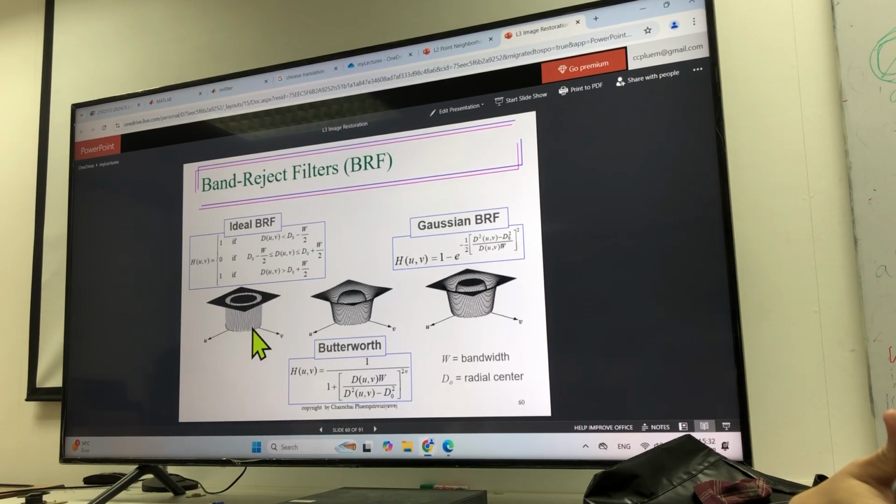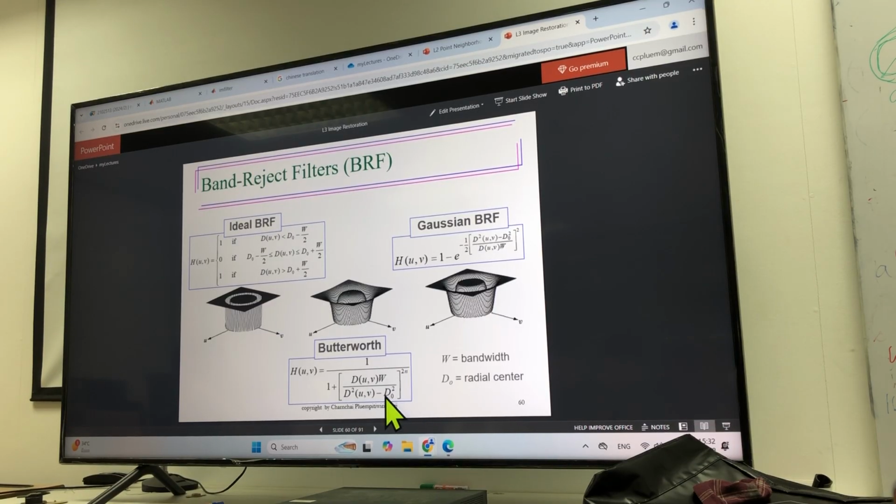If you use Butterworth according to this equation, it's going to be a smooth transition, changing from 0 to 1 with something in between. Or if you use Gaussian, it's even smoother, according to this equation. You could use ideal, Butterworth, or Gaussian. Ideal is easiest to do, but there's some effect. Butterworth or Gaussian will have less effect.